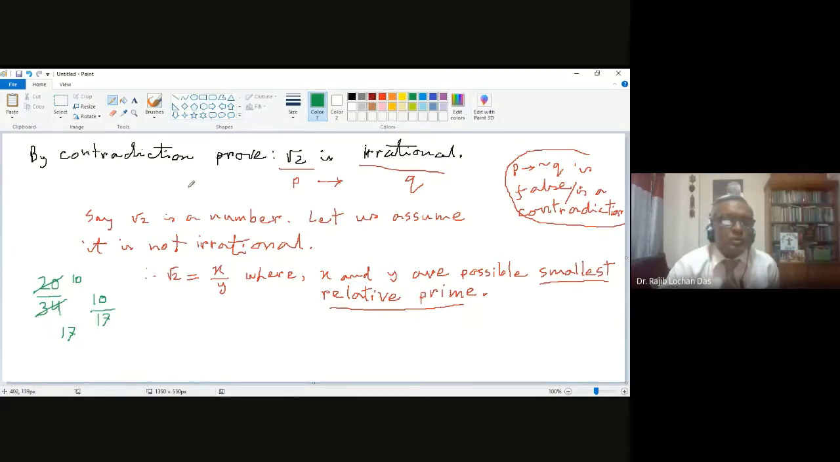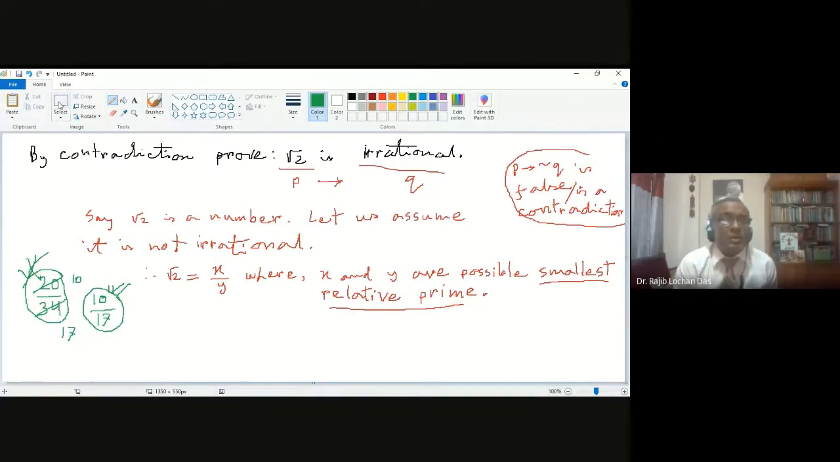If you want to say x by y, that can be 20 by 34 also. This is x by y, but we are not taking this x by y. We are taking 10 by 17. That x by y we will take. This one will not be taken because we want the smallest relatively prime.